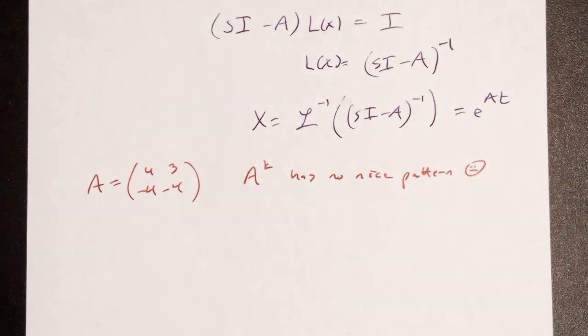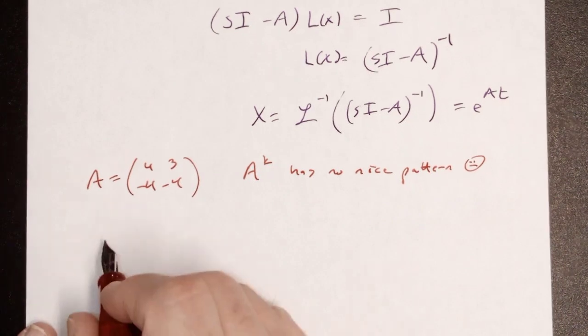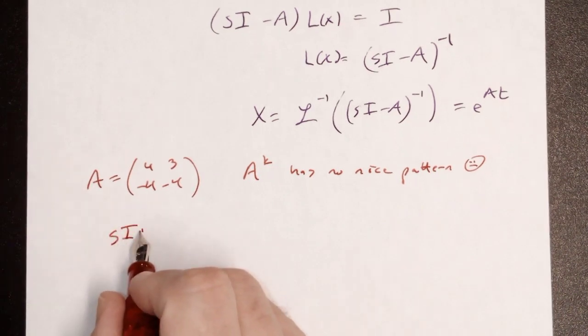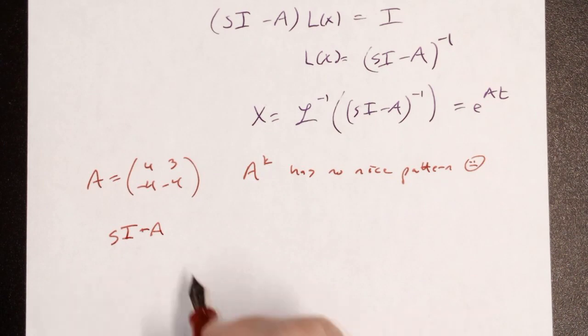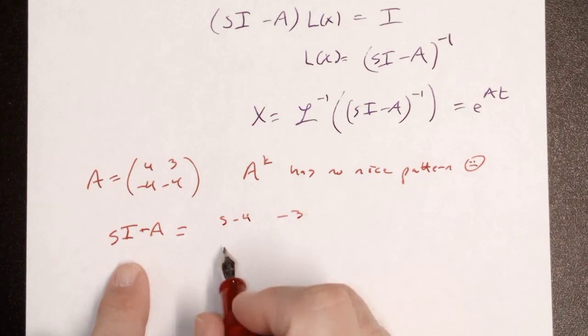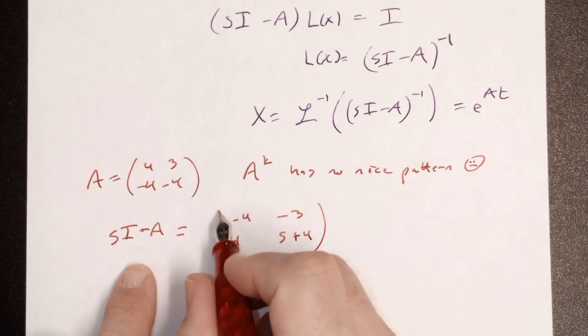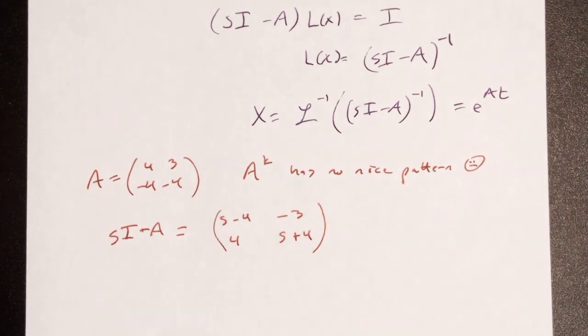So let's think about this idea. If I want to find e to the At, I'm going to write out sI minus A. That would be s minus 4, minus 3, 4, s plus 4. Just like I was trying to find eigenvectors and eigenvalues, only instead of writing lambda, I wrote s. I'm okay with that. I'm starting the same way.